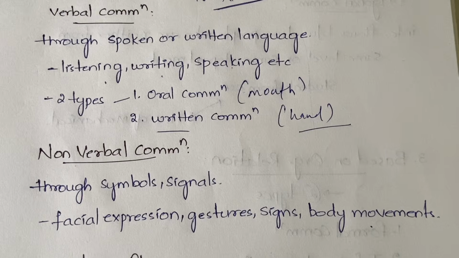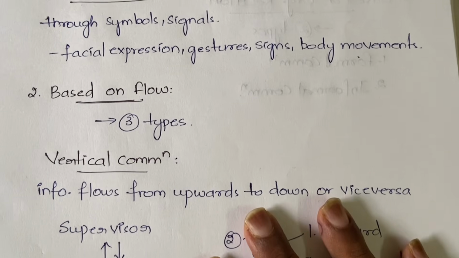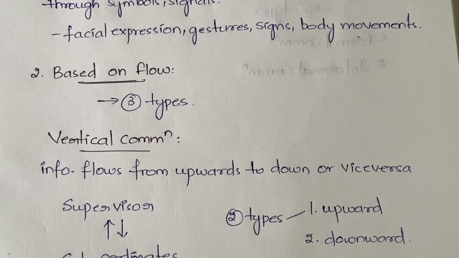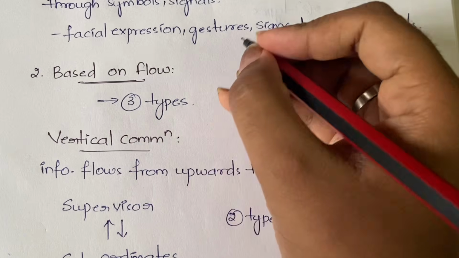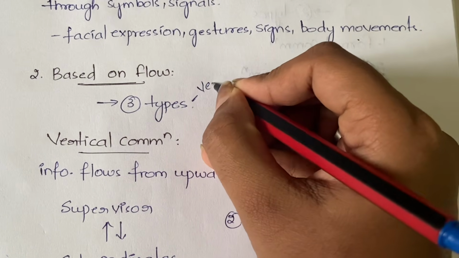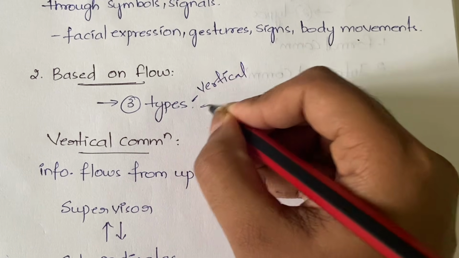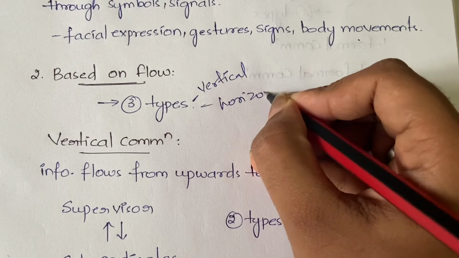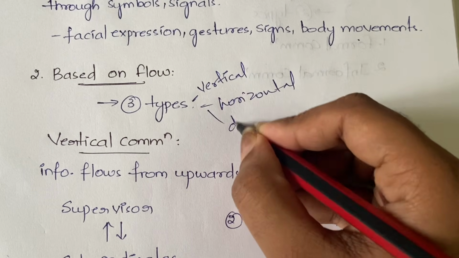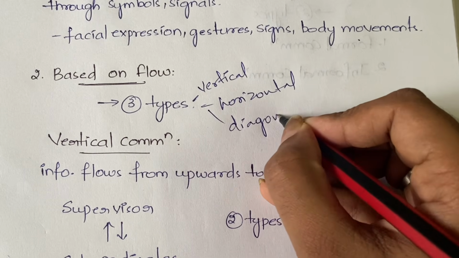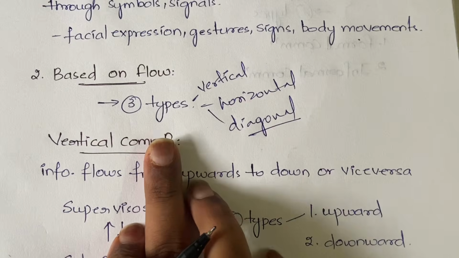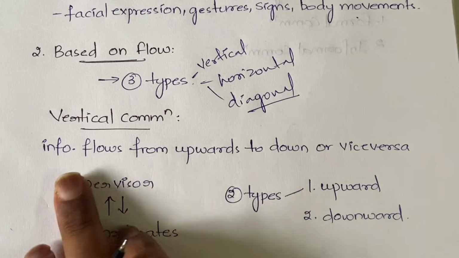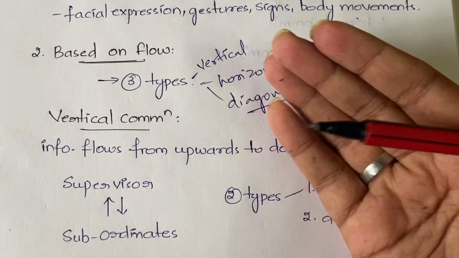Okay, next type is based on flow. So based on flow we have three types. In that, vertical, horizontal, and diagonal. Okay, vertical means the flow of information from upwards to downwards or vice versa.